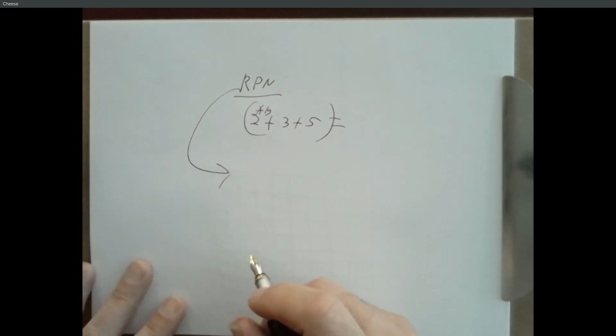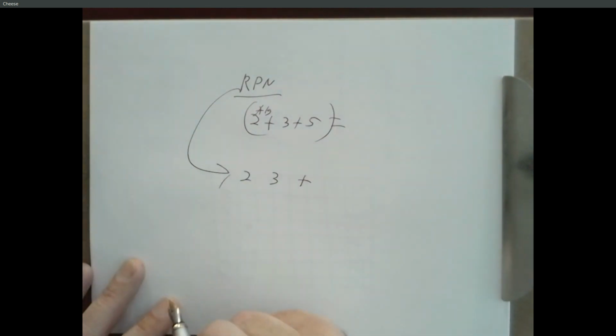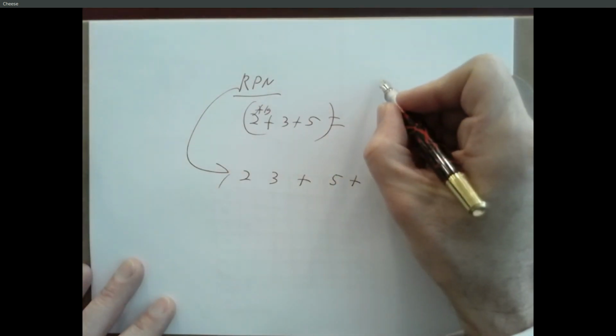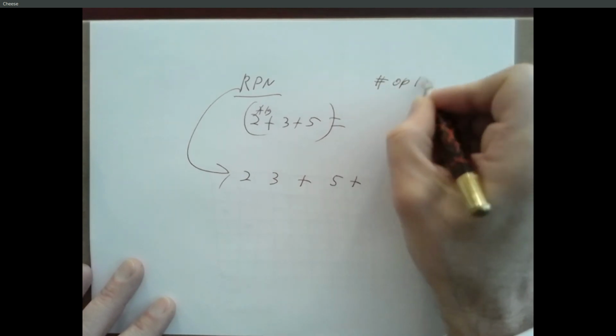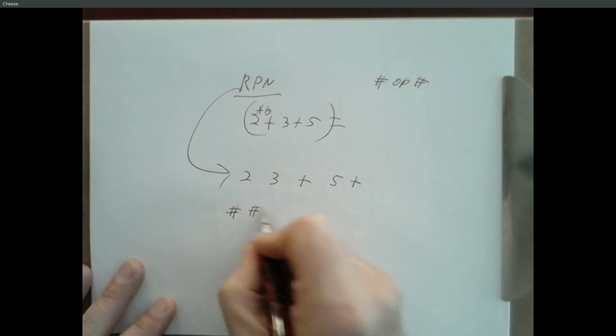So if you wanted to do 2 plus 3, you would type a 2, and then you type a 3, and then you'd say plus. And then if you want to add a 5 to that, you type a 5, and you'd say plus. So algebraic notation is number, operation, number. Reverse Polish notation is number, number, operation.